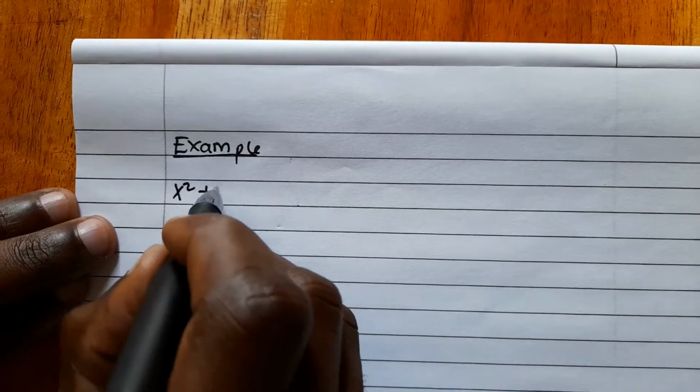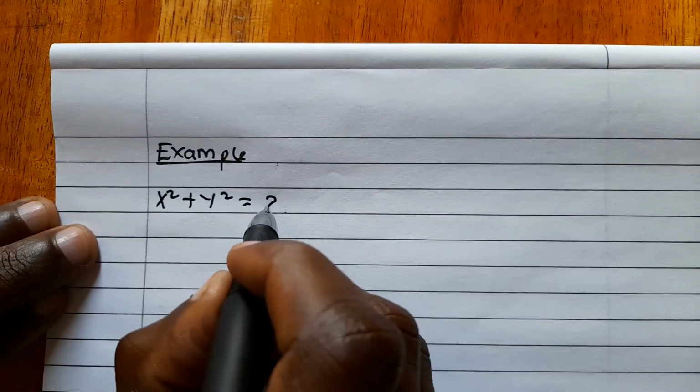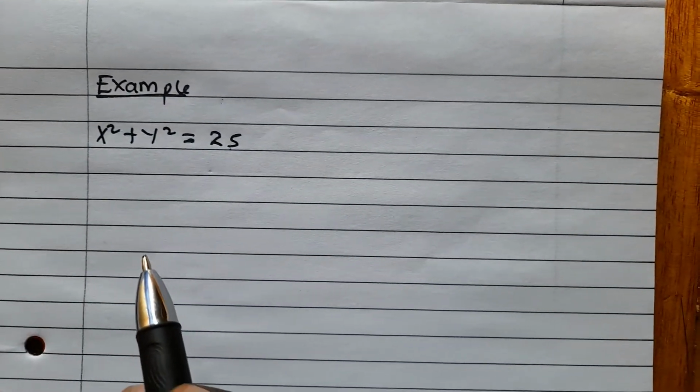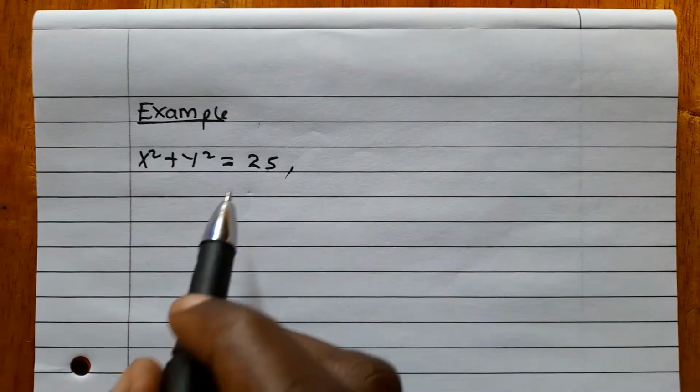x squared plus y squared is equal to 25. When you look at that equation, it represents a circle. That is the equation of a circle. And you realize it is representing a circle with the center at the origin, that is (0, 0), and radius the square root of 25, which is 5.